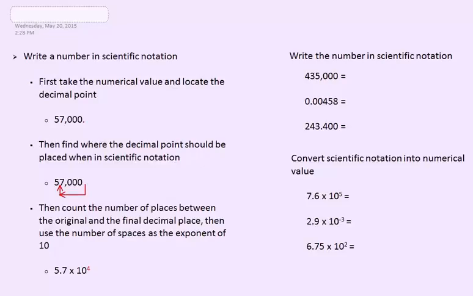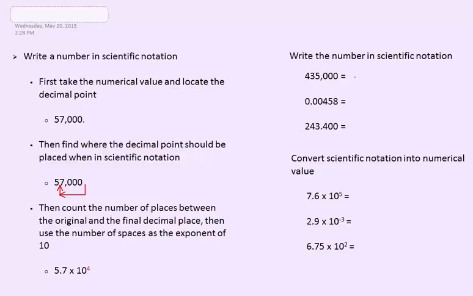To convert a numerical value into scientific notation, first we must take the numerical value and locate the decimal point. We can see that the decimal point is at the end of the last zero. Then we see that if we move the decimal point and put it between the 5 and the 7, it will satisfy this property of scientific notation. Once our decimal point is moved, we can count the number of places between the original and final decimal place, then use the number of spaces as the exponent of 10. So we moved our decimal point from behind the last zero to in between 5 and 7. There are 4 places, so our exponent is times 10 to the fourth.